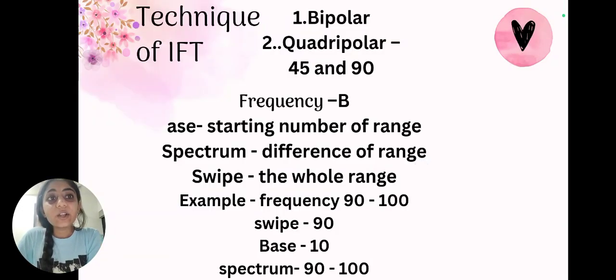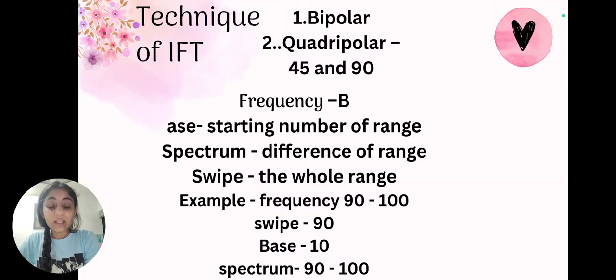Now techniques of IFT. There are three techniques of IFT we can apply on the patient, means bipolar, quadripolar 45 and quadripolar 90. Bipolar we are using for smaller areas like elbow joint, ankle joint, knee joint. In bipolar, there is one channel and two electrodes. Quadripolar 45 also we are using for smaller areas, but in that we are using two channels and four electrodes.